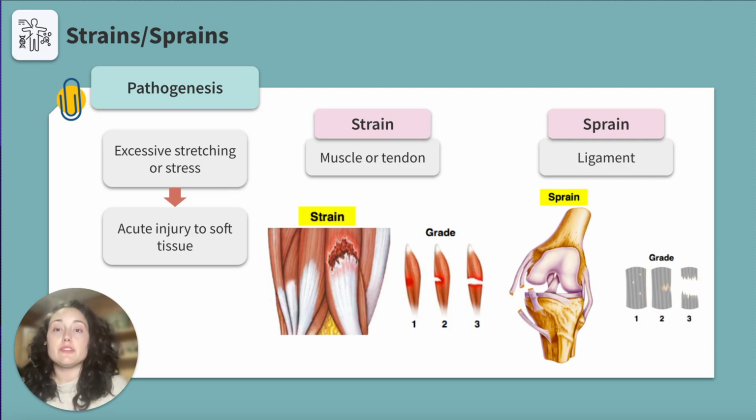There are three grades of strain or sprain injury that rank from grade 1, no tear with minimal swelling, grade 2, partial tear of tissue, to grade 3, complete tear of tissue.